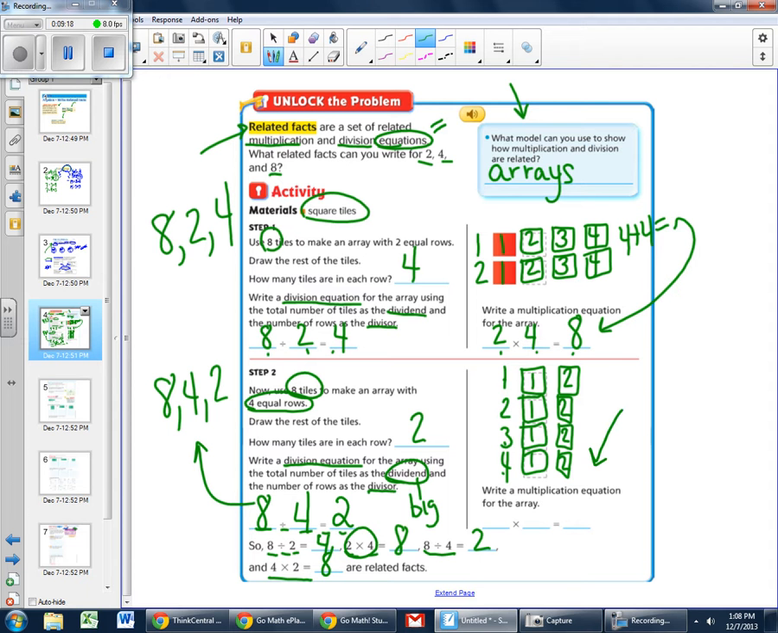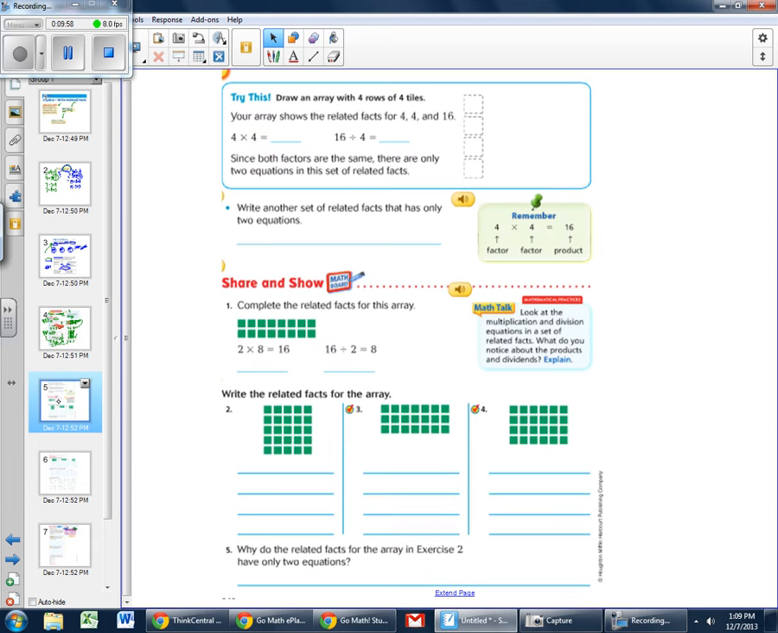Write a multiplication equation for the array. You have 4 rows, 2 columns, so 4 times 2 is 8. Go ahead and pause this video if you need to and go back and review those, especially the words that they're asking you. They're paying very close attention to the words dividend and divisor and equation, so make sure you really understand those. They should have been written at the beginning of the chapter in your journal. Remembering the dividend is the biggest number, and then your divisor, you are dividing the total by. Okay?